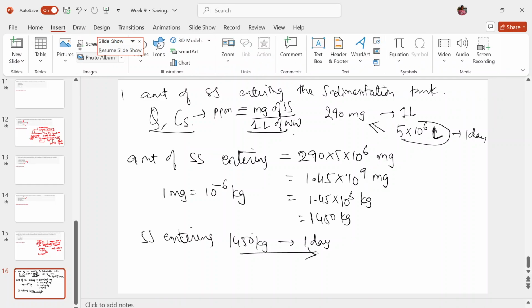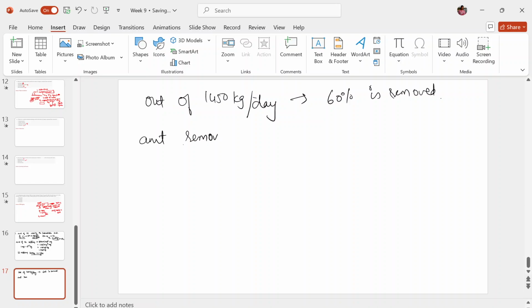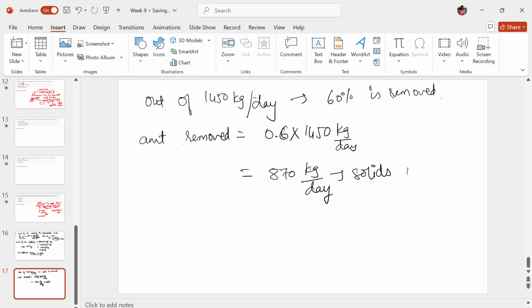Now, next is how much is the amount removed out of this. So, out of 1450 kgs per day, 60% is removed, in the form of sludge, with the sludge, right? So, what is the 60% of this? The amount removed is equal to 0.6 into 1450 kg per day. Can you calculate what is it? So the answer should be 870 kg per day of solids. This is the amount of solids removed.